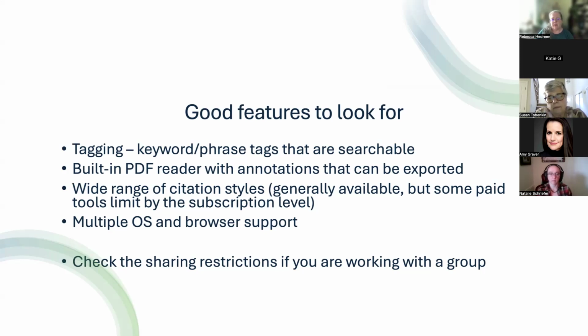Most tools these days have a very wide range of citation styles available. I think Zotero is still the top one. They say 9,000 plus styles, which is, I mean, it's totally ridiculous that there are 9,000 citation styles. I will say that most of them are variations on each other. Like there are a couple dozen variations of APA.